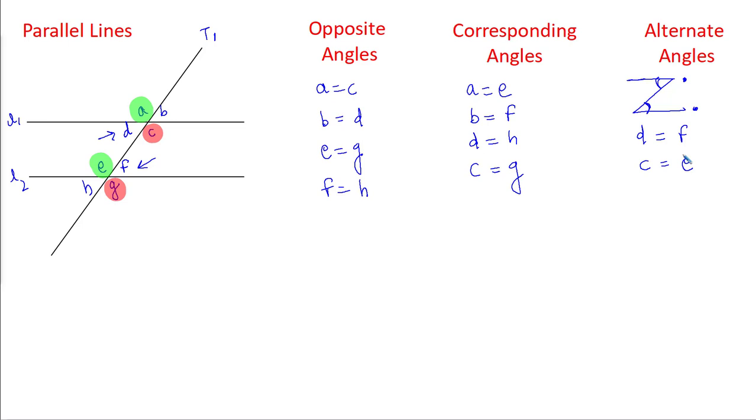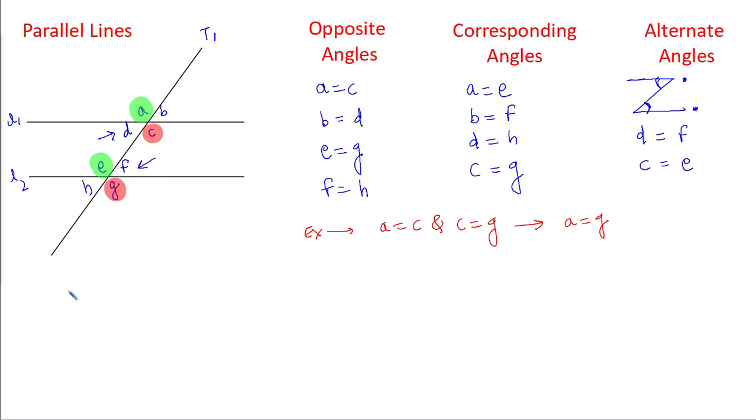You can derive a few more pairs also. For example, look here, we know that A is equal to C and we know that C is equal to G. So from this we can say that A is equal to G. So from this we can derive a few more congruent pairs. But basically we need to remember the basic congruent pairs, that is opposite angle pairs, corresponding angle pairs, and alternate angle pairs.